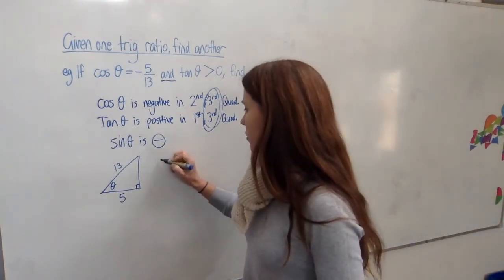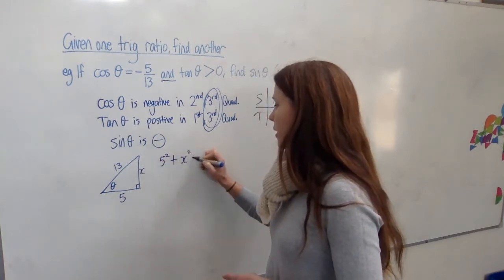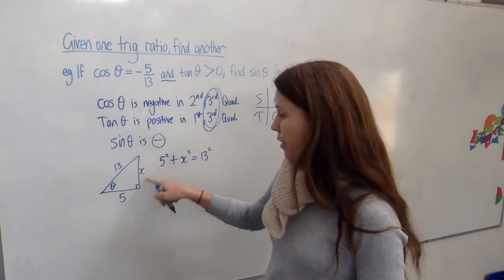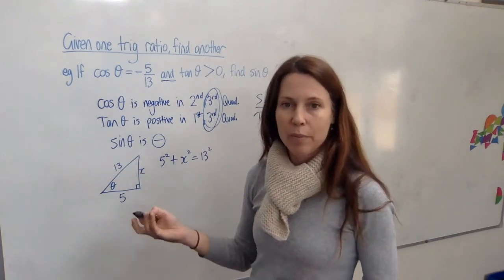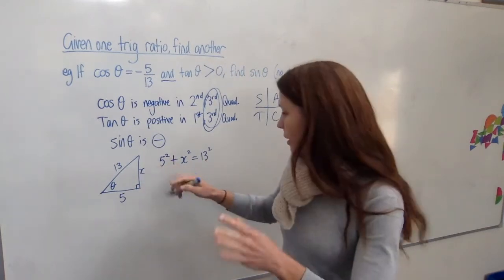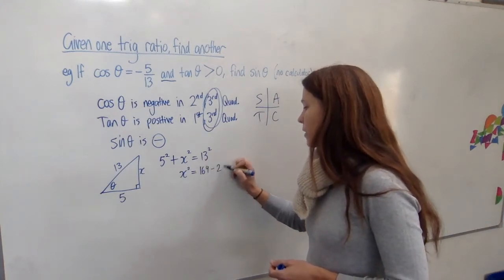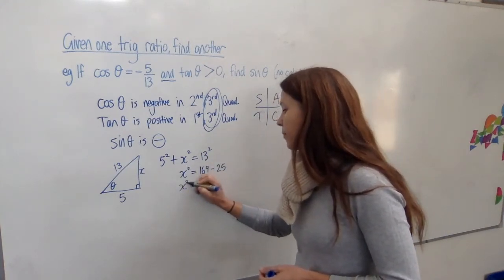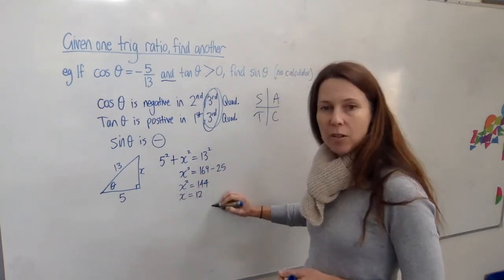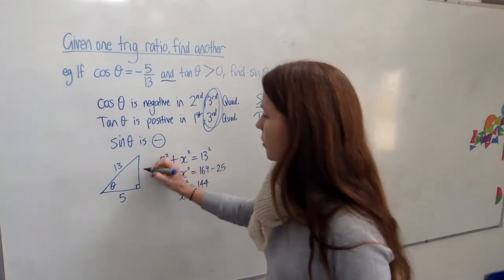Pythagoras. So we go 5 squared plus, let's call this x squared, equals 13 squared, and we go ahead and solve that. Now, I know that 5, 12, 13 is a really common Pythagorean triad, so I can jump straight to knowing that that must be 12. If you can't, though, go through this process of saying x squared is 169 minus 25, x squared is 144, so x must be 12. If you have to do all that, that's totally fine. It'll only take you a minute. So we know that this is 12.